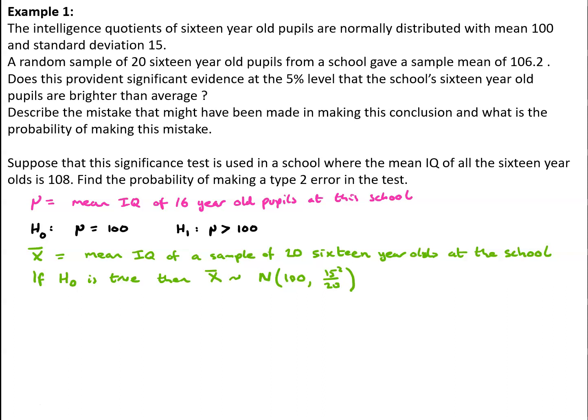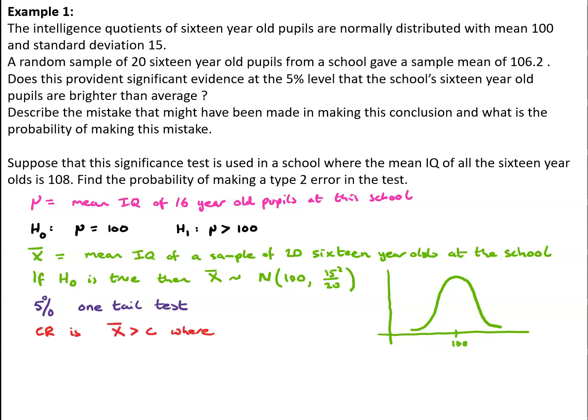The test that we are going to conduct is a 5% one-tail test. So we now need to find the critical region for the test. Now the critical region of the test is going to be a right-hand tail. So its critical region is going to be the sample mean is bigger than C, where the probability that x bar is greater than C is equal to 0.05 if the null hypothesis is valid.